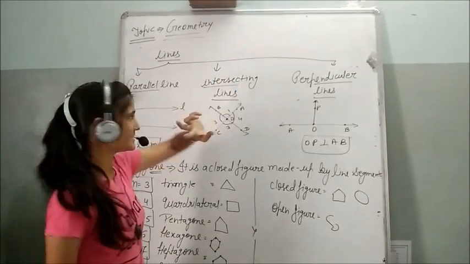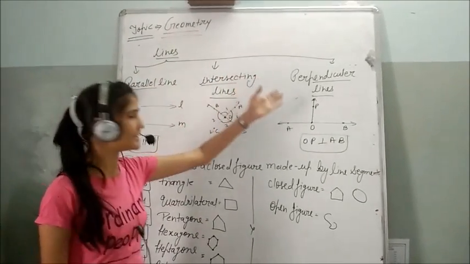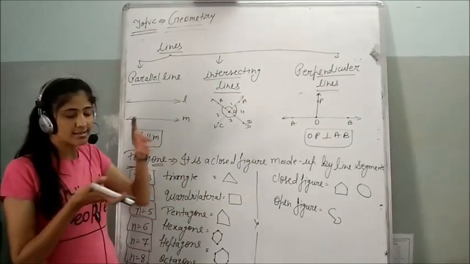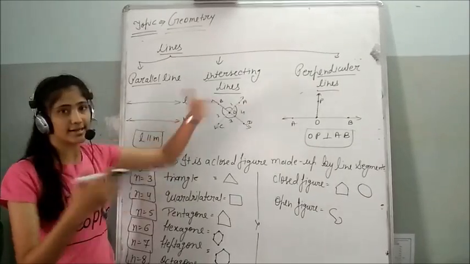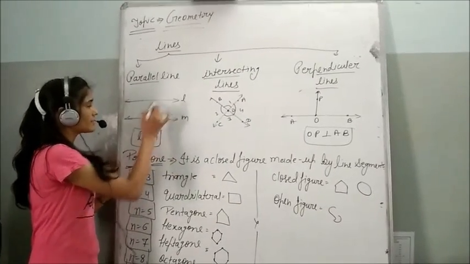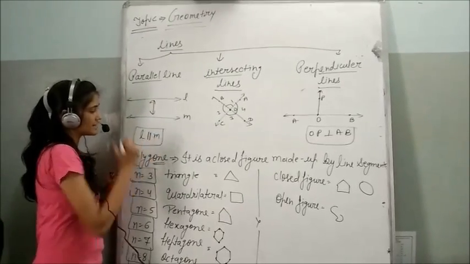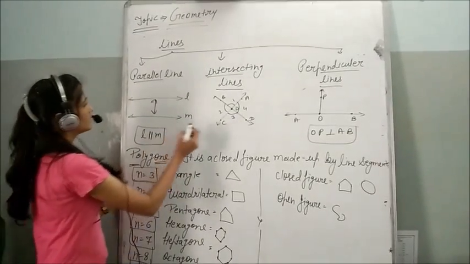In lines, there are three types: parallel lines, intersecting lines and perpendicular lines. Parallel means both lines are parallel, like railway tracks, which have equal distance between them, and their sign is represented like two parallel sides. L is parallel to M.